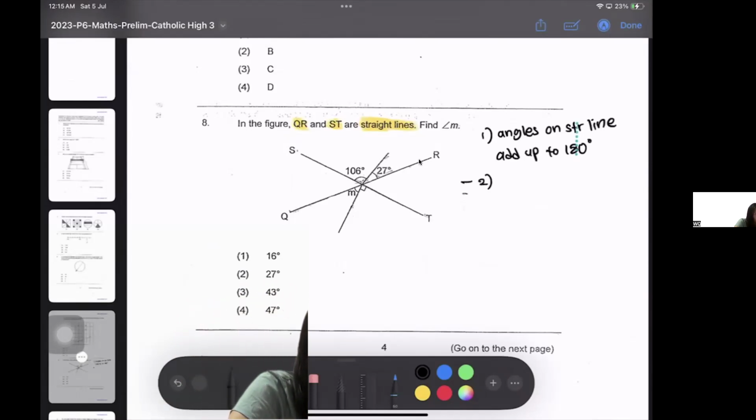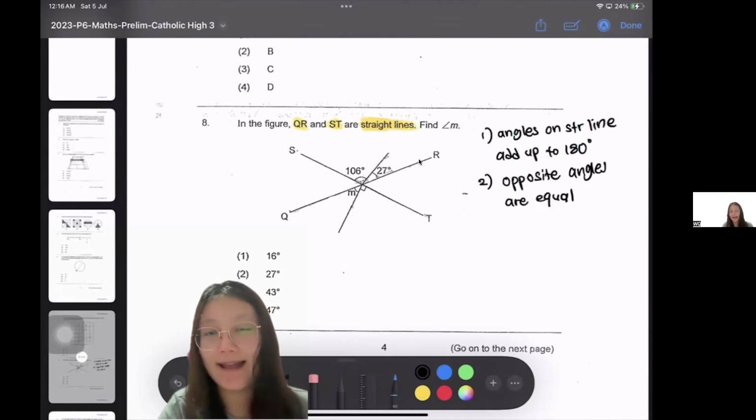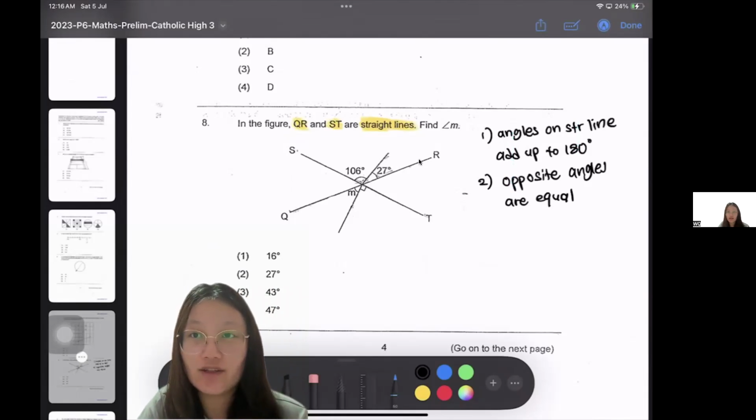Okay, the second property is the most important one, okay? It is, okay, not the most important one, but it is another property of straight lines. That is intersecting. It is opposite angles are equal. Okay, so on a straight line, opposite angles are equal. And that only applies if the two lines that are straight lines are intersecting each other.